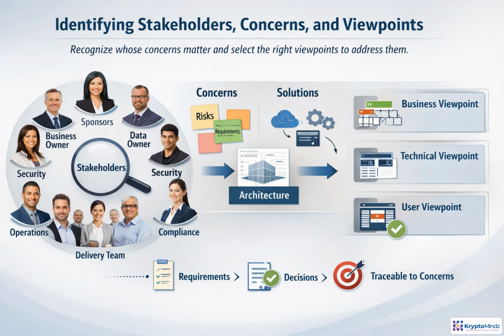Focus first on whose outcome is affected and what they are worried about. Sponsors may care about value, data owners about quality, security about risk, operations about supportability, and users about usability. The key is to separate the concern from someone's preferred solution. "We need encryption" may really mean "protect sensitive data." Once the concern is clear, choose the viewpoint that communicates best. Business cases for executives, security views for CISOs, or operational models for support teams. Then keep requirements and decisions traceable back to those concerns, so the architecture remains justified and auditable.